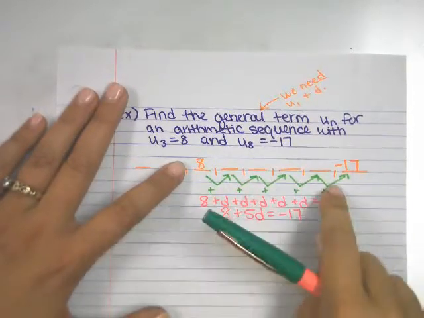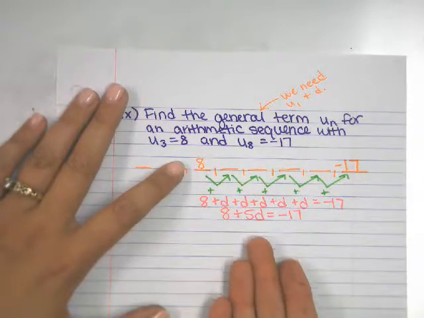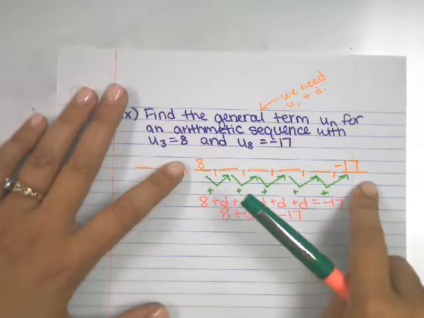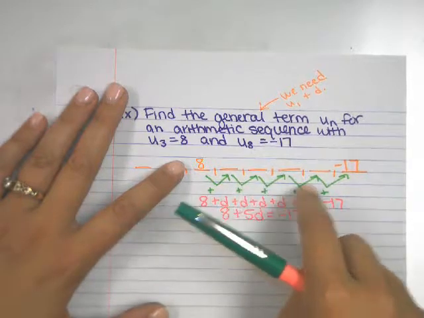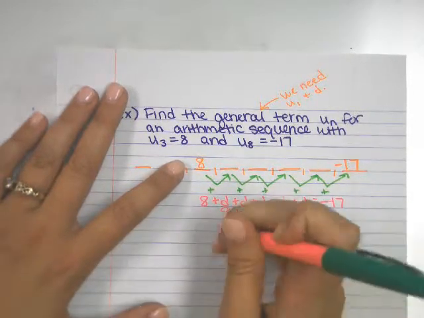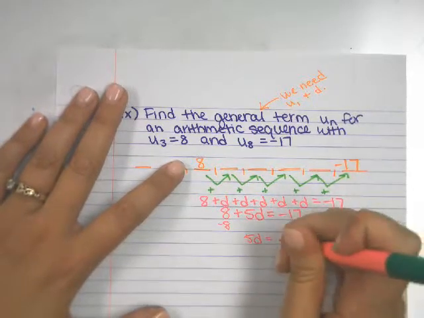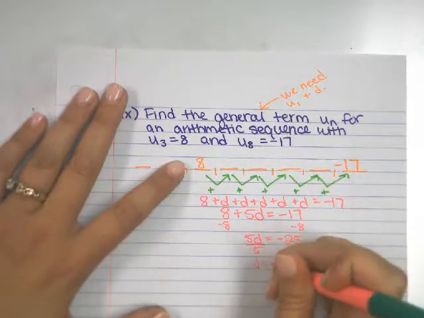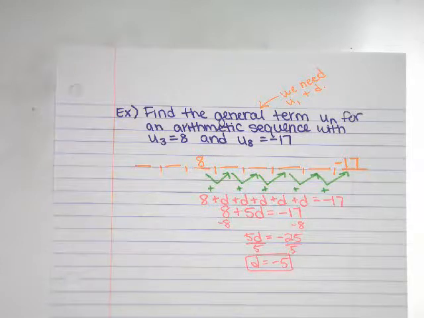You're adding the same thing, the common difference. And you know you're subtracting, so it should come out negative whenever we get our final answer, but that is what we're doing here. We are adding, or you can say adding or subtracting, doesn't matter, the same thing 5 times. Okay? So now we solve this. Subtract 8. 5d equals negative 25. So d is negative 5. So that means that my common difference is negative 5. We are subtracting 5 each time.